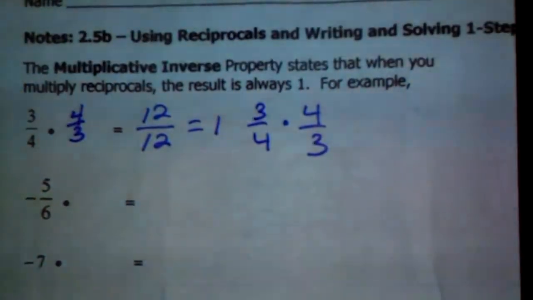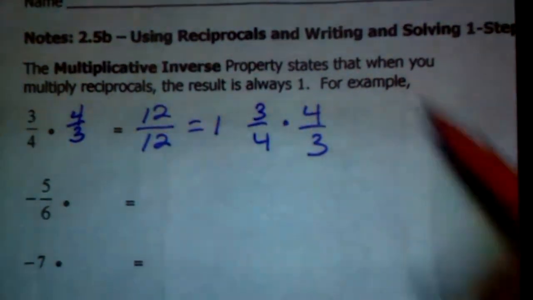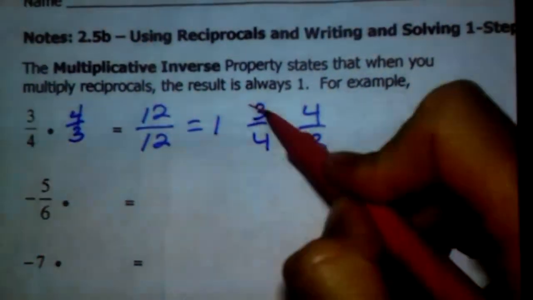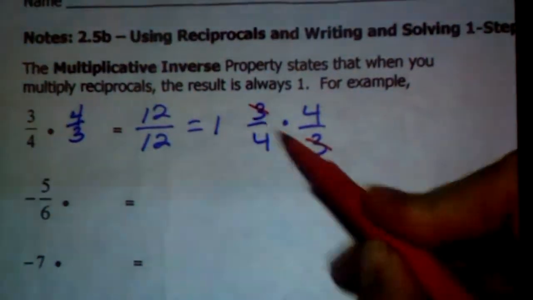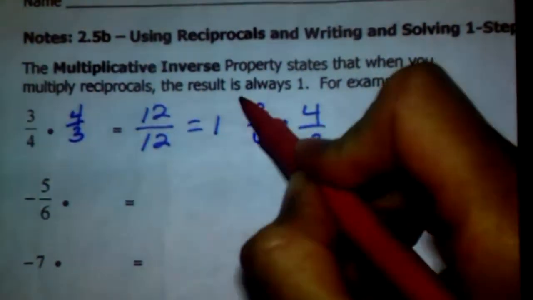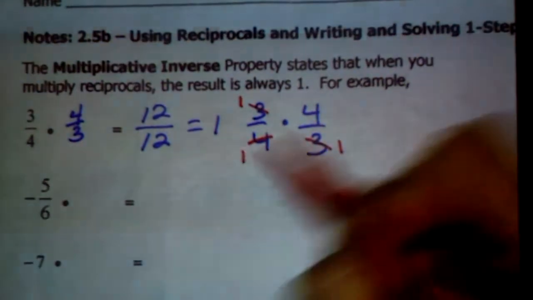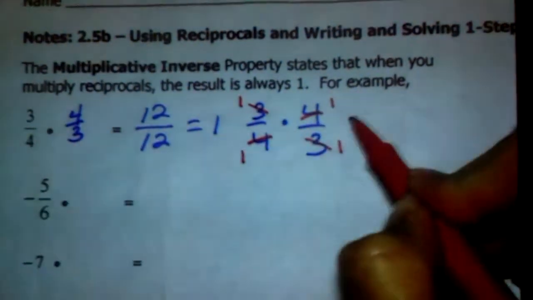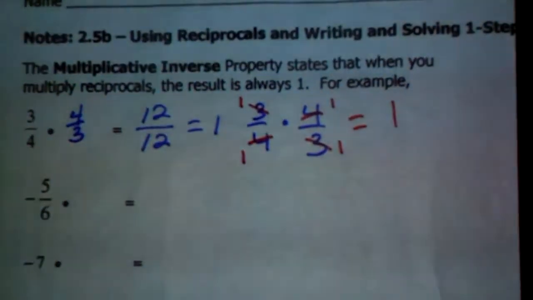What I meant by crossing a bunch of stuff out, I'm going to show it. So if I do this, I could just cross them out, but what I'm really saying is 3 goes into 3 once, it goes into this 3 once, 4 goes into this 4 once, it goes into this 4 once. So what you're left with is a bunch of ones, so you just end up with 1.